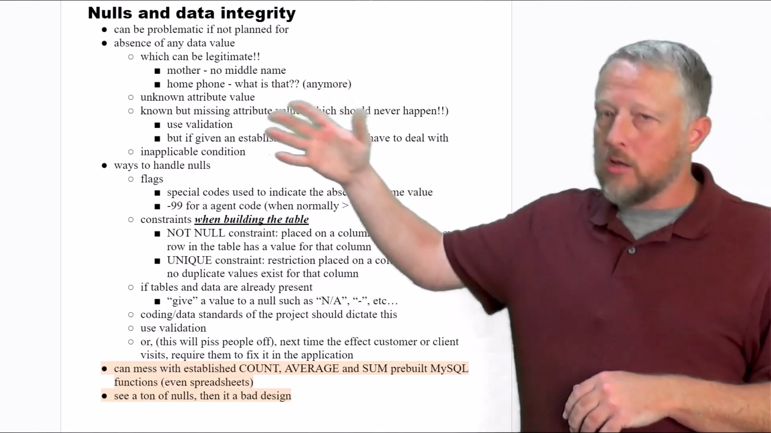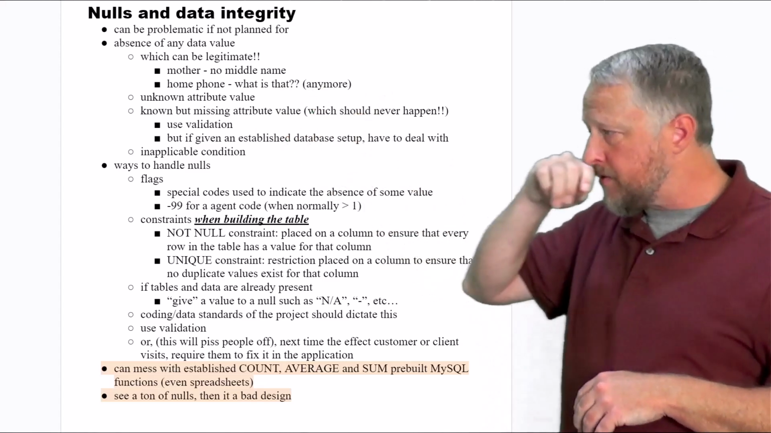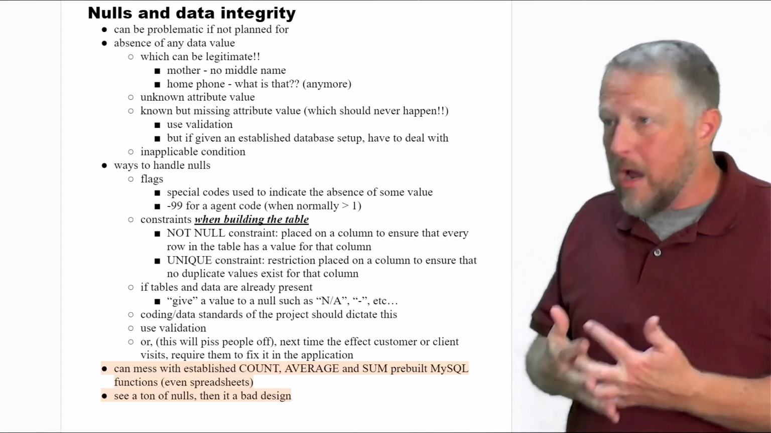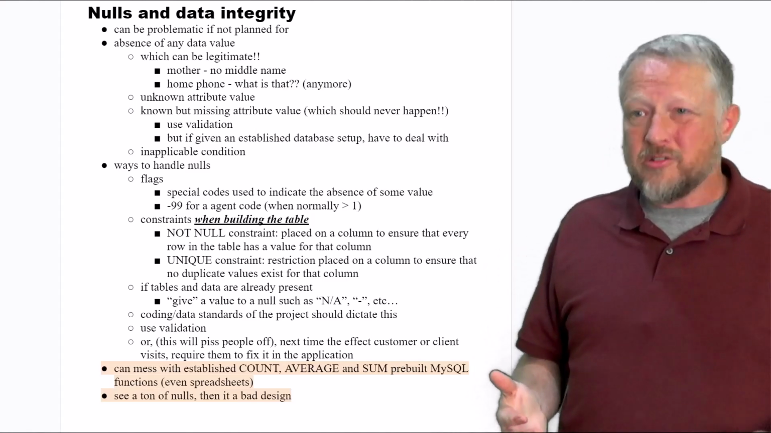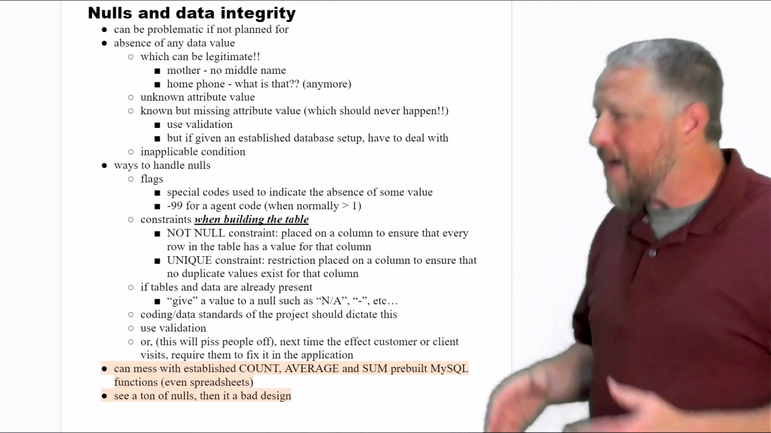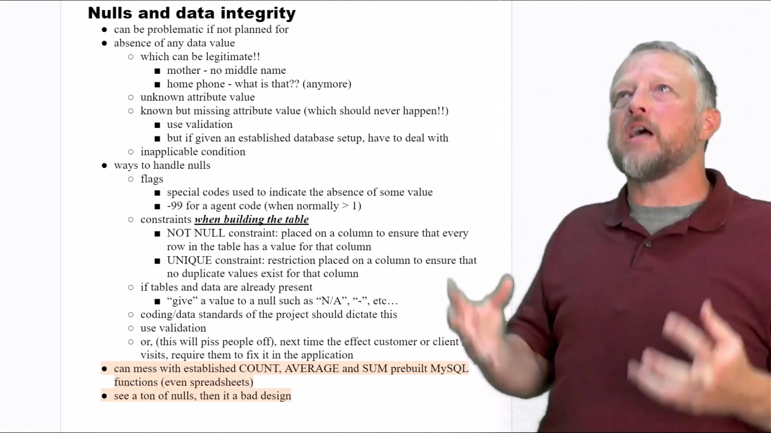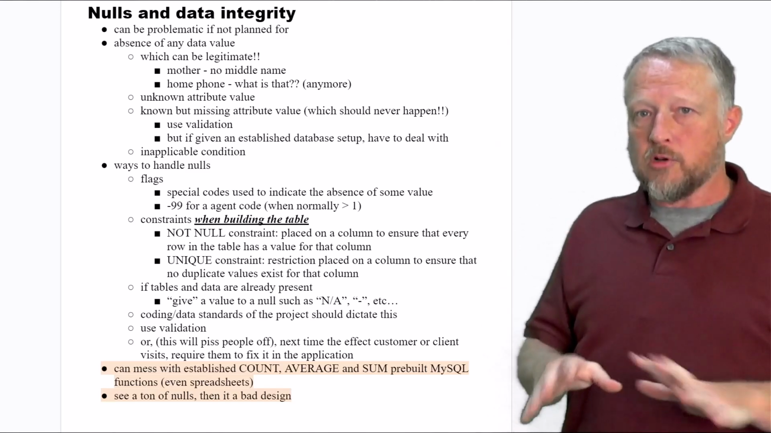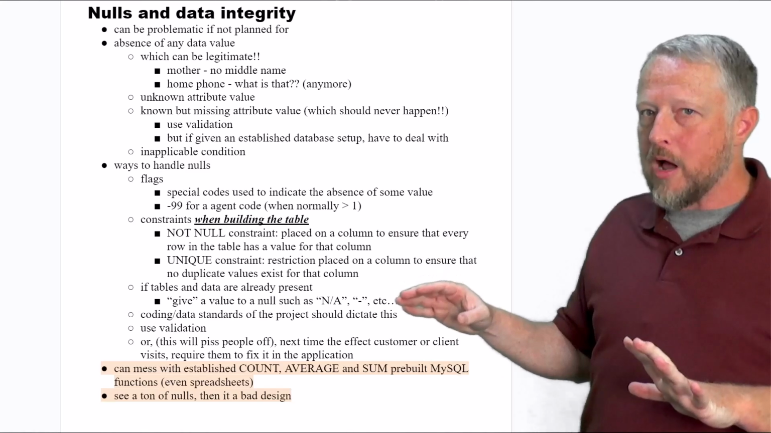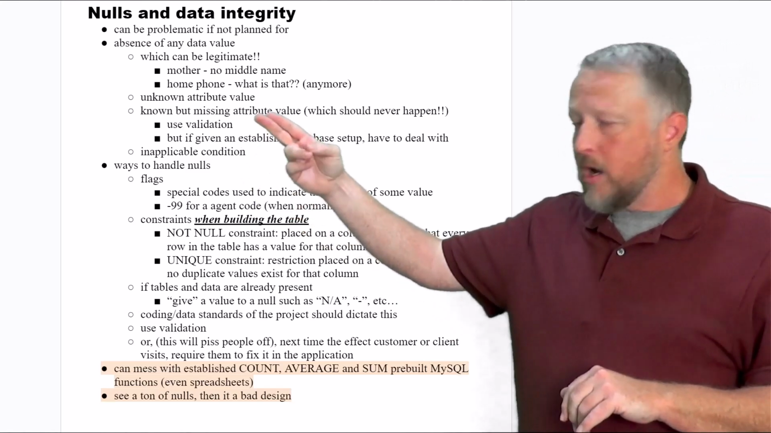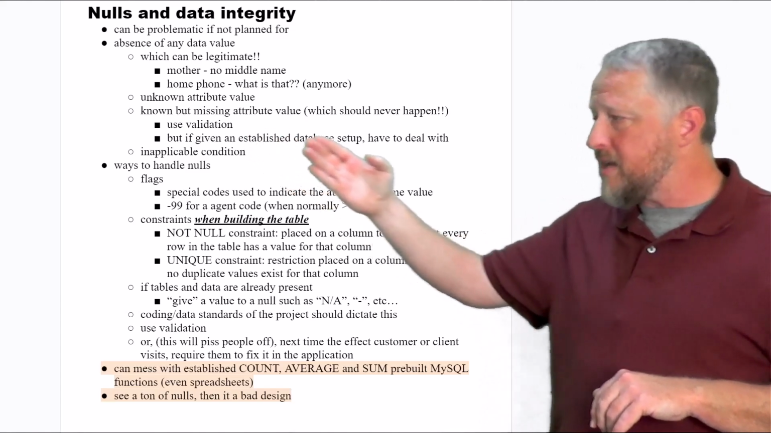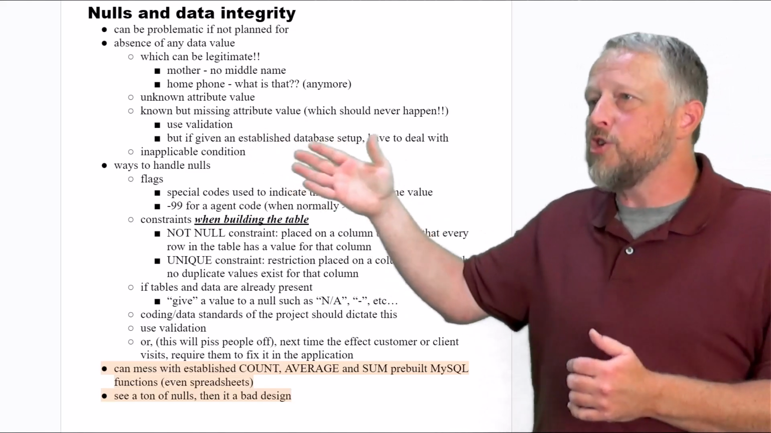So null, as you probably already know, is an absence of a data value, which can be legitimate, by the way. My mom doesn't have a middle name. She can't put one in there. It's not legally. So having the idea of a null value is legit. There's nothing wrong with that. But placing a null in there is a problem. It could be an unknown attribute value. Maybe they just don't know. Known but missing.